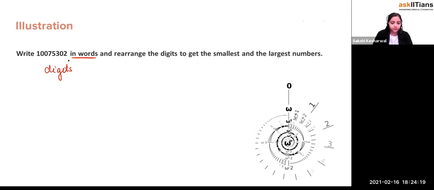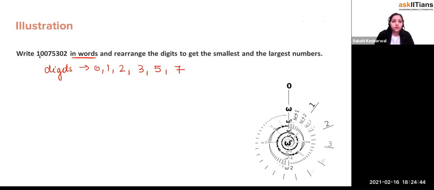It says, how many digits are there, beta? It's like one, then you have zero, you have two, you have three, you have five, and then you have the seven, right? We'll do the word form later on, I'll keep it in my mind. We'll do the word form when we do the international system and the Indian system, right?